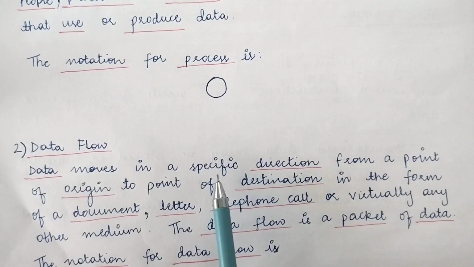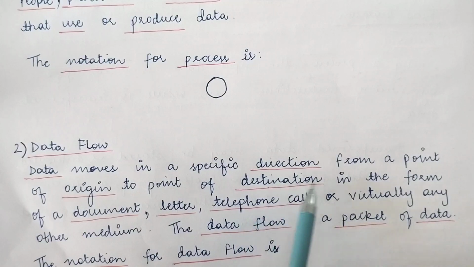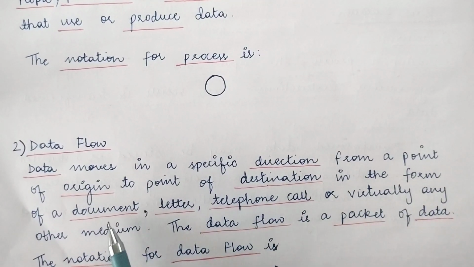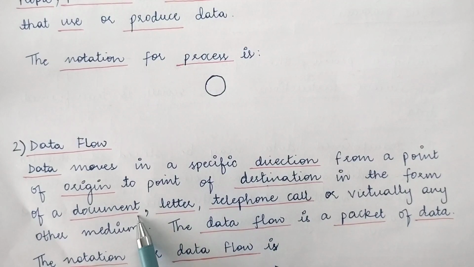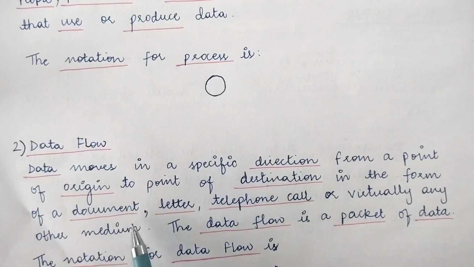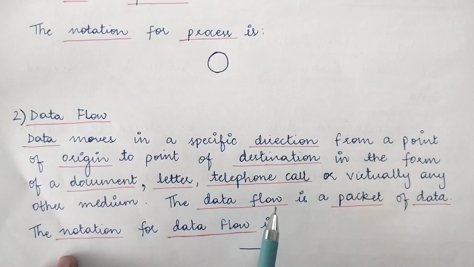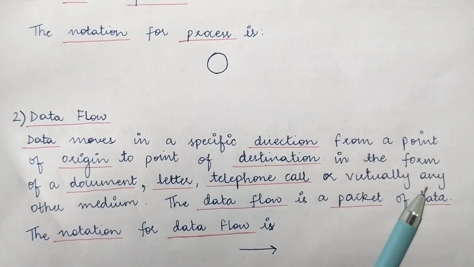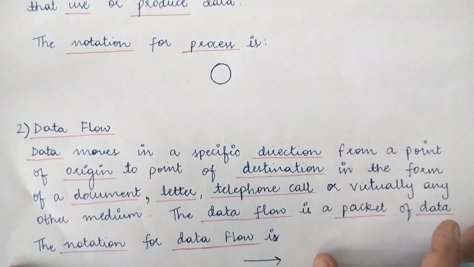So it's quite obvious that the data will move in a specific direction from its point of origin to the point of destination, and this data could be in any form, ranging from a document, letter, telephone call, or any other virtual medium. Whether it is a document, a letter, or a telephone call, all of this is known as data. The data flow is a packet of data. So basically what is data flow? Data flow is carrying the packet of data, which could be documents, letters, telephone calls, and the notation for a data flow is this directed arrow symbol.